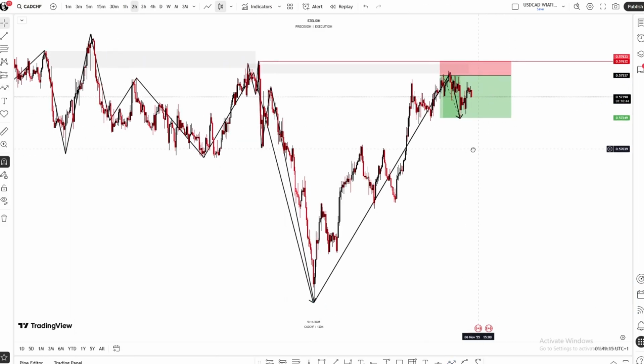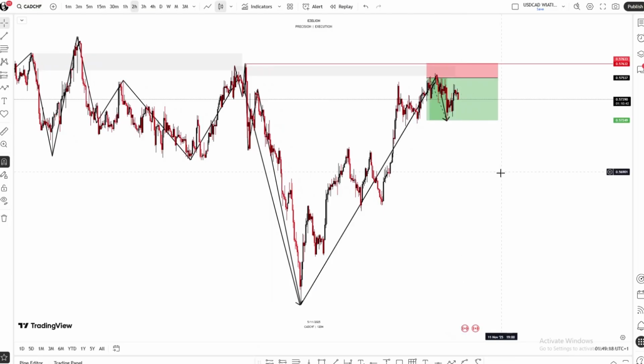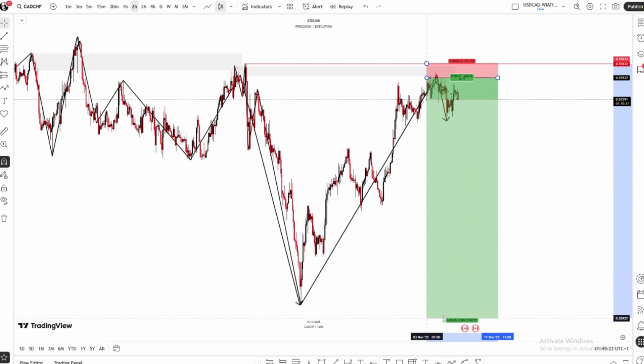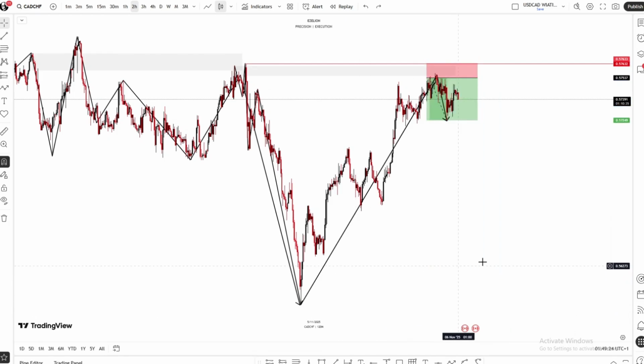Don't be like all these newbie traders that enjoy risk reward. What they like to do is draw 50 million risk reward. That doesn't really make any sense. You want to be realistic. One to one out is good.